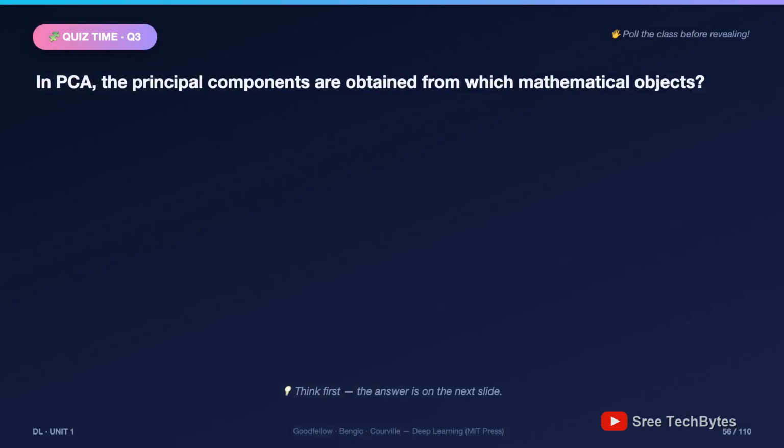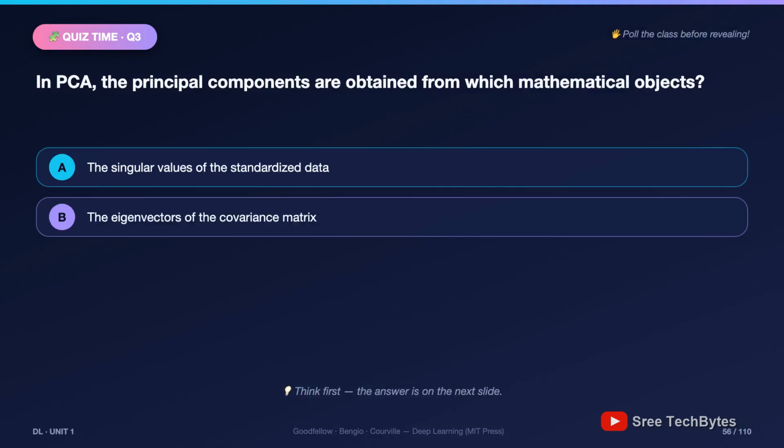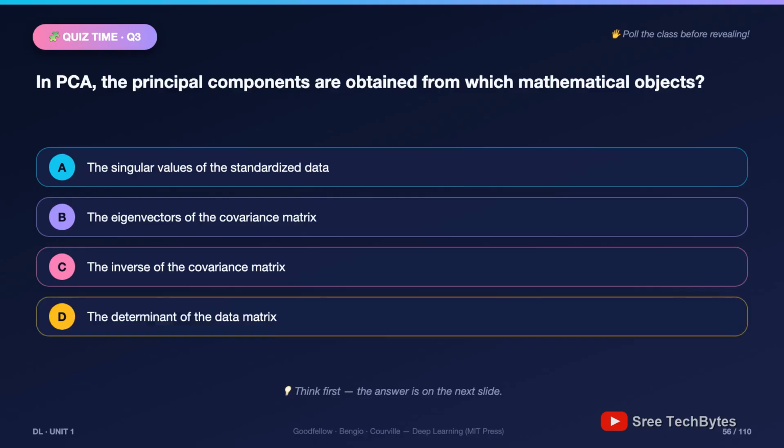Quiz 3 and 1 checks the deepest connection in the chapter. In PCA, the principal components are obtained from which mathematical objects? Option A, the singular values of the standardized data. Option B, the eigenvectors of the covariance matrix. Option C, the inverse of the covariance matrix. Option D, the determinant of the data matrix. Think back to the 4-step pipeline: standardize, covariance, eigen-solve, project. Which step made the components and what exactly did it produce? Pause the video and commit to an answer.